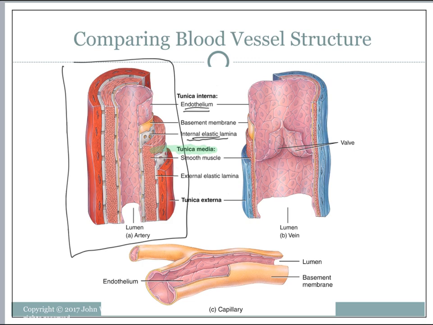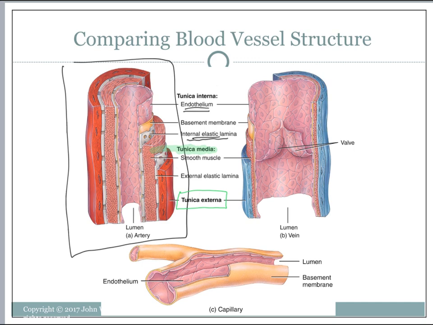Now the outermost layer is the tunica externa. This tunica externa is going to be made up of varying amounts of elastic and collagen fibers. Now the connective tissue in this layer is quite dense because it's adjacent to the tunica media, but it also changes to loose connective tissue near the periphery of the blood vessel. That brings us to our veins.